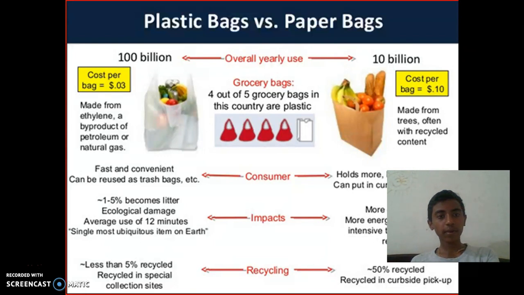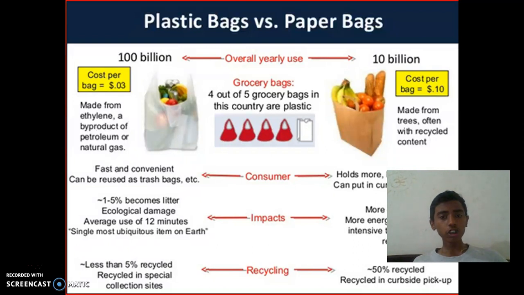Plastic bags versus paper bags. 1000 billion to 10 billion. Cost per plastic bag is $0.03. Cost per paper bag is $0.10. Plastic bags are made from ethylene, a byproduct of petroleum or natural gas. Paper bags are made from trees, often with recycled content.